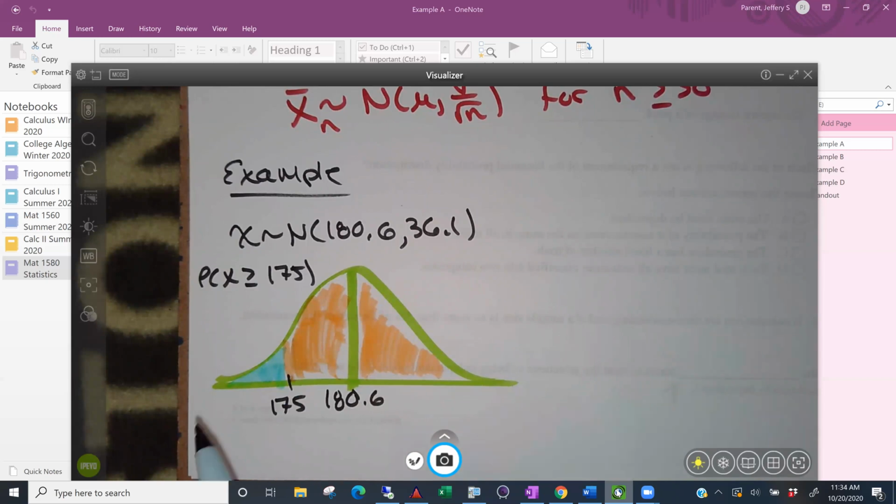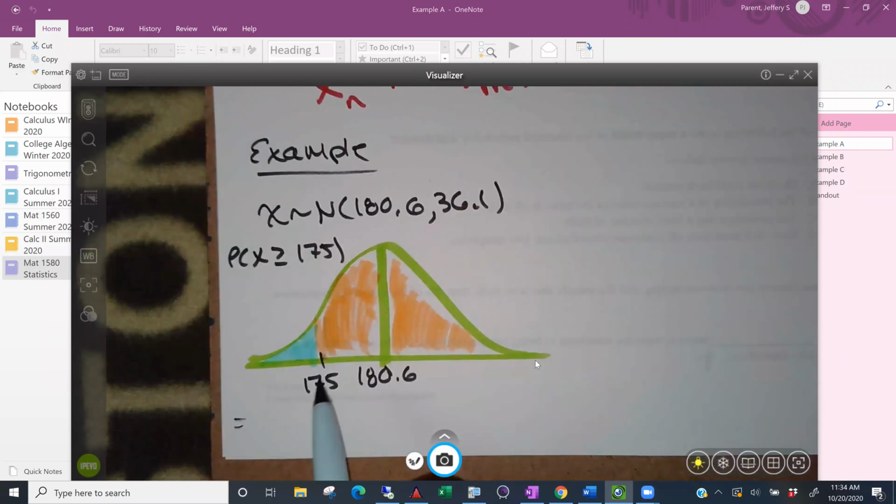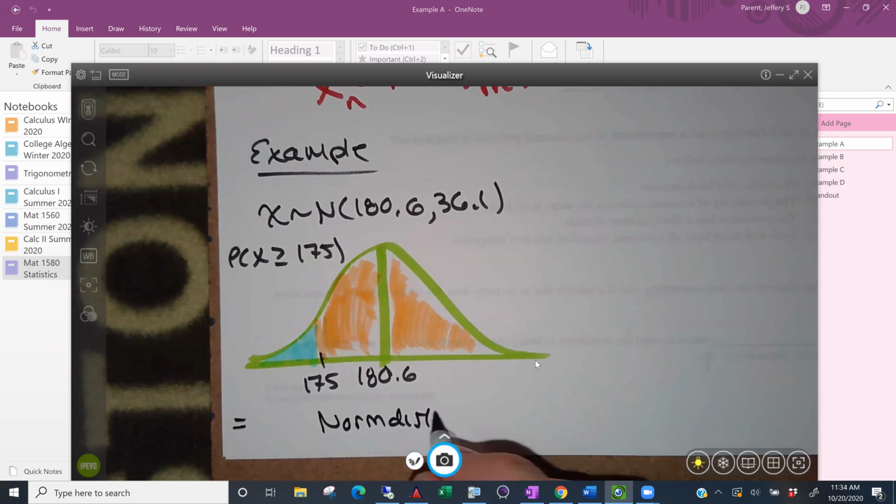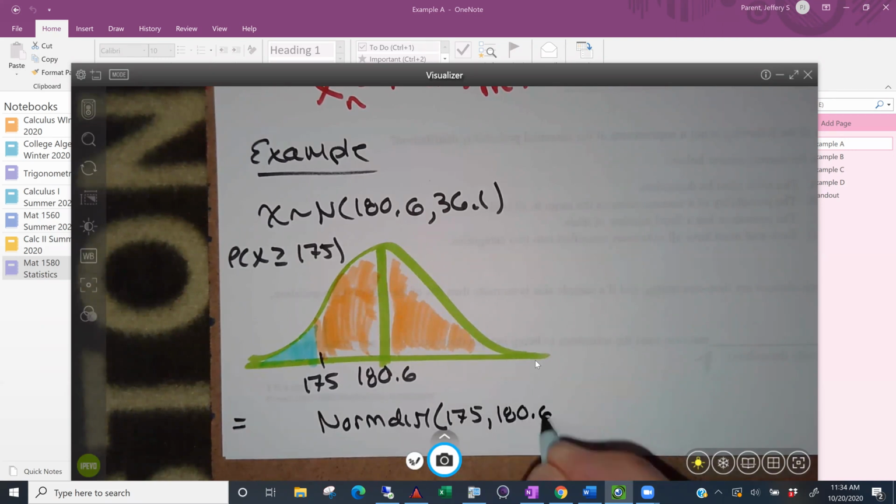Now, I'll do the first one on Google Sheets. I'll do the next one on the graphing calculator so that everyone gets a turn to see their technology used. Keep in mind that Google Sheets gives you the area to the left of something. So if you want to write the equals, leave yourself some space, and then I'll write equals norm distribution. Leave that little space there for me. And then I've got to type my x value, which is 175. Then the mean, 180.6. Standard deviation is 36.1. And then true.